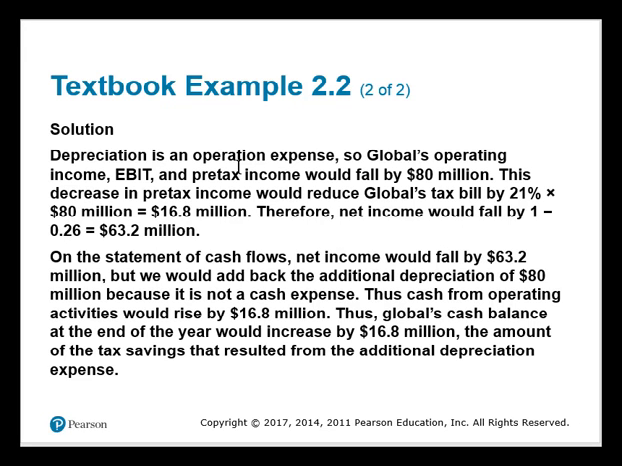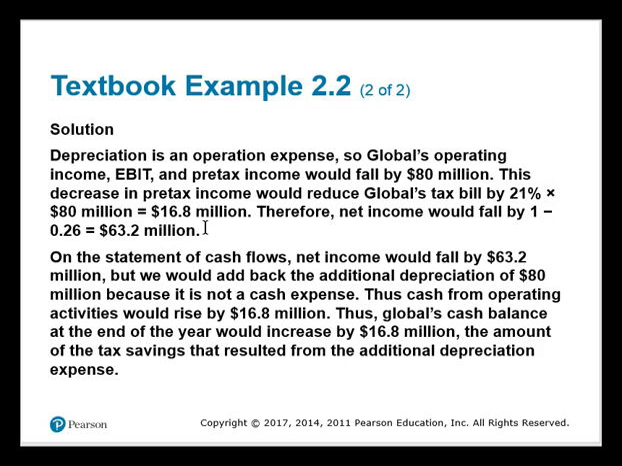Depreciation is an operating expense, so it's going to affect operating income, earnings before interest and taxes, and pre-tax income. They would all fall by $80 million. This would decrease pre-tax income and would reduce the tax bill. The tax bill would go down by 21% of 80 million, which is 16.8 million. Therefore, net income is going to fall by 63.2 million.